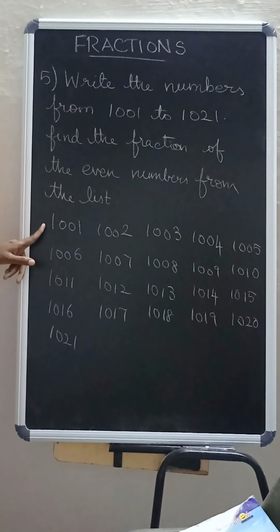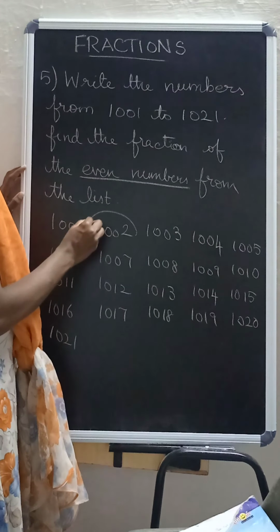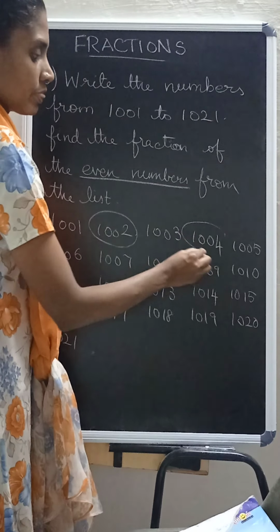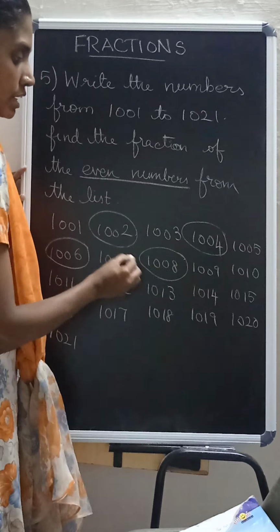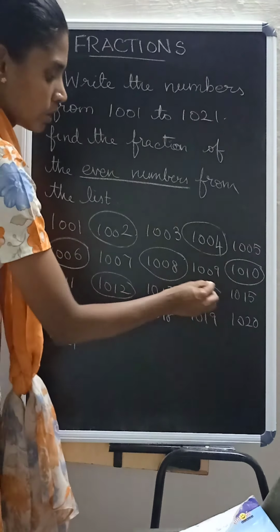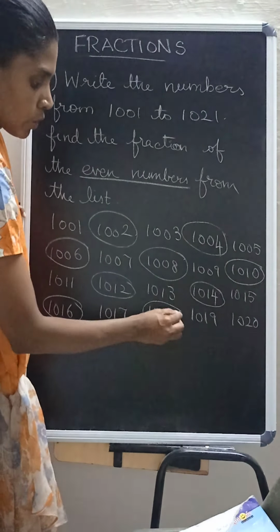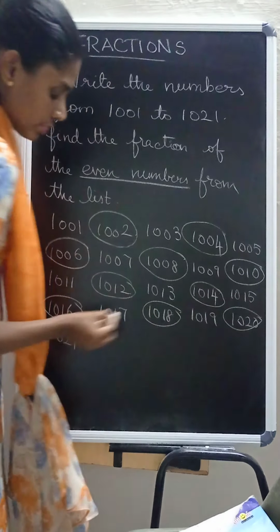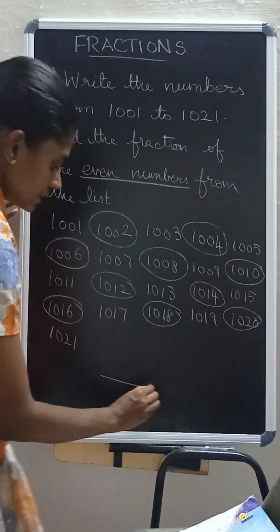1021. So I started with 1001 and ended up with 1021. Now I will circle the even numbers. 1002, 1004, 1006, 1008, 1010, 1012, 1014, 1016, 1018, 1020. So, see how many numbers are there in the list?